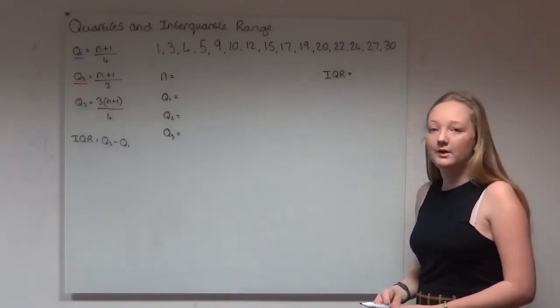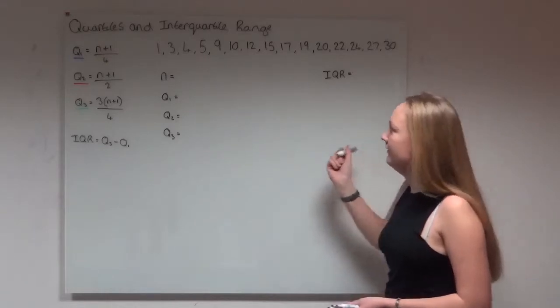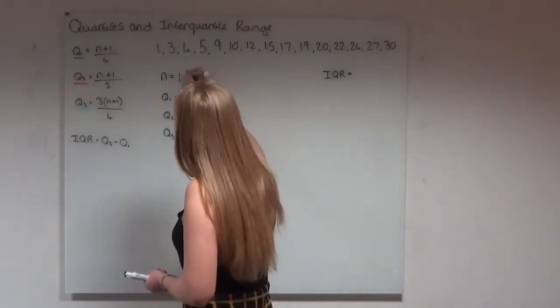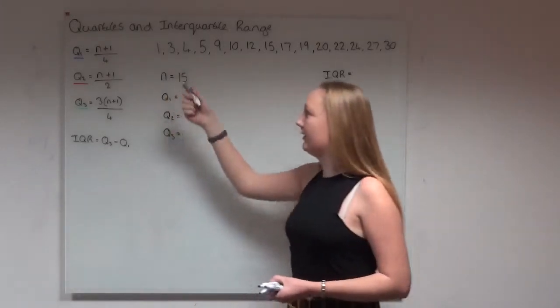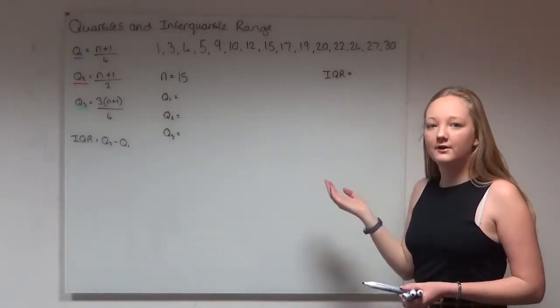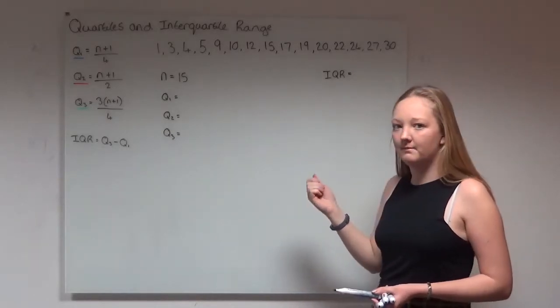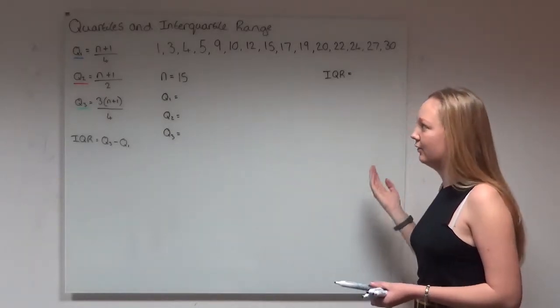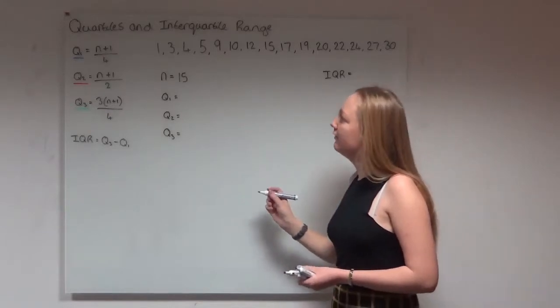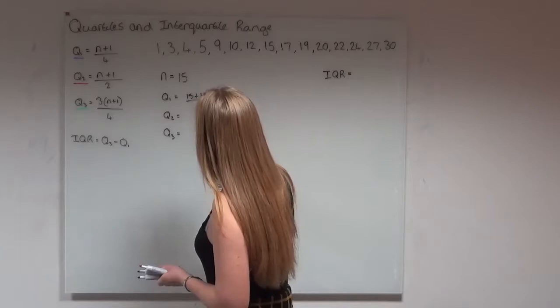So to start off with, we need to know how many data values we've got in the set. Here, in my example, I have 15 values, so this is equal to n. Then these equations on the left here for the first quartile, second quartile and third quartile don't find us the value of each quartile, they find us the nth value that we need to find to get the quartile. So to start off with the first quartile, we'd do (15 plus 1) over 4.